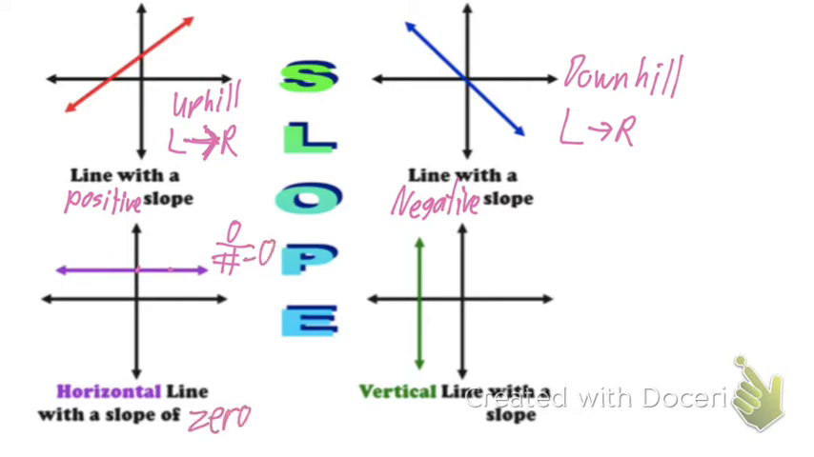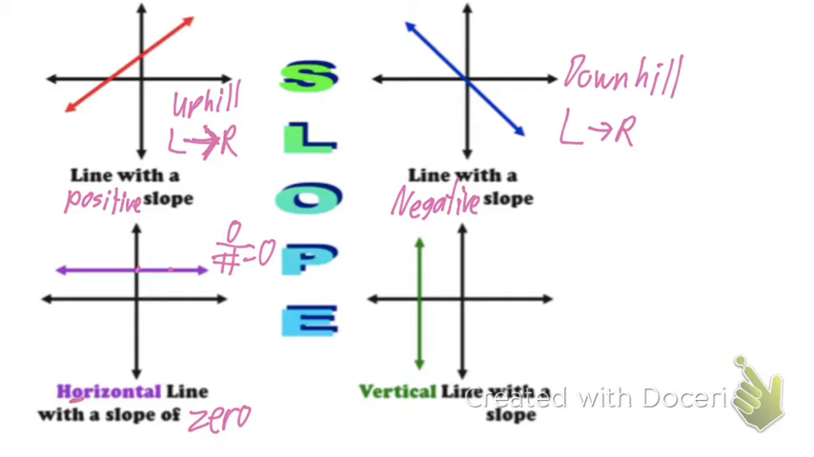Undefined is next. We're going to get there in a moment, but no blurting, please. So, if we look at this line, another way I like to remember it is what's the second letter of horizontal? O. And what does O kind of look like? 0. Hence it has a slope of 0.